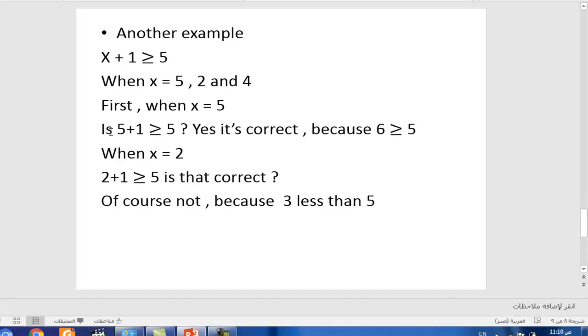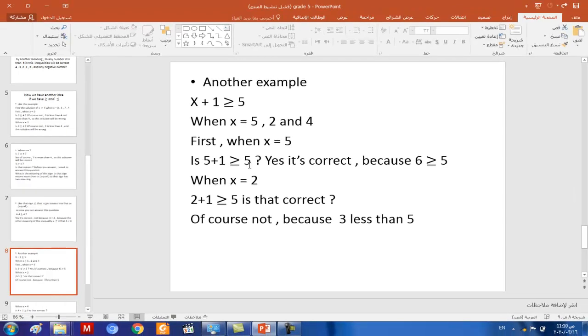Another example: x plus 1 is more than or equal to 5, when x equals 5, 2 and 4. First, when x equals 5, so 5 plus 1 is more than or equal to 5. Yes, it's correct, because 5 plus 1 equals 6, and 6 is more than or equal to 5.